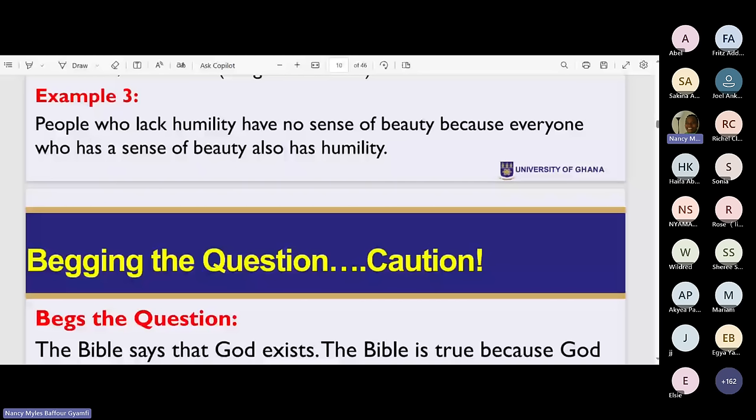Example three. People who lack humility have no sense of beauty, because everyone who has a sense of beauty also has humility. Thank you very much. When you hear because, you are expecting the reason why. So the earlier statement is what the person wants to say, and he's going to give you the reason supporting it, the justification. The claim has been made. What is the evidence to support it? The claim is people who lack humility have no sense of beauty. You say because. So we are looking for the reason why you're saying what you say. You said because everyone who has a sense of beauty also has humility.